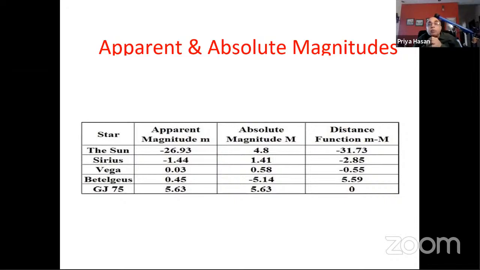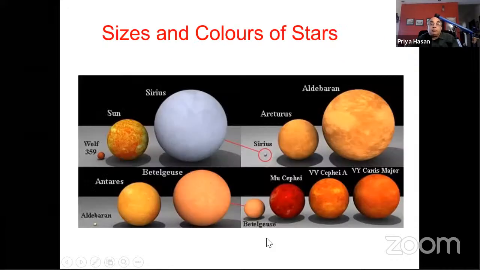Sirius is minus 1.44 and its absolute magnitude is 1.44, right? And Vega is 0.03 and its absolute magnitude is 0.58 and so on. So when you look at the absolute magnitudes, you will be able to see which is the brightest one. You will notice here that Betelgeuse, which is minus 5.1 absolute magnitude, has the maximum brightness. Luminosity is very high.